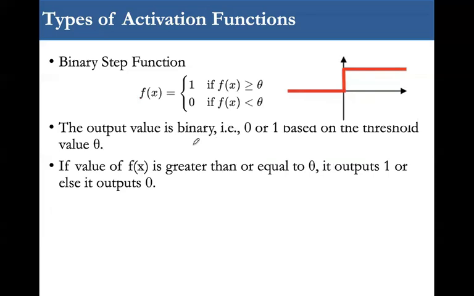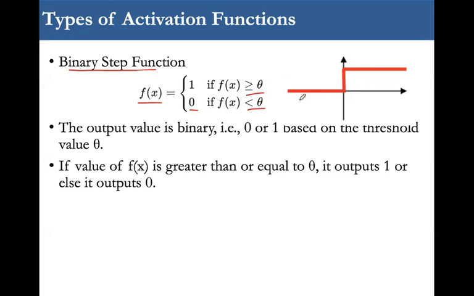The next activation function we are going to see is binary step function. So how we'll represent this binary step function? f of x is equal to 1 if f of x greater than or equal to theta, 0 if f of x is less than theta. So it means that the output value is binary value, either it can be 0 or 1. It's based on the threshold value theta.